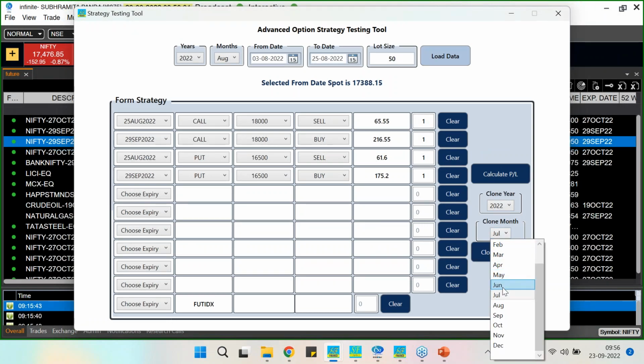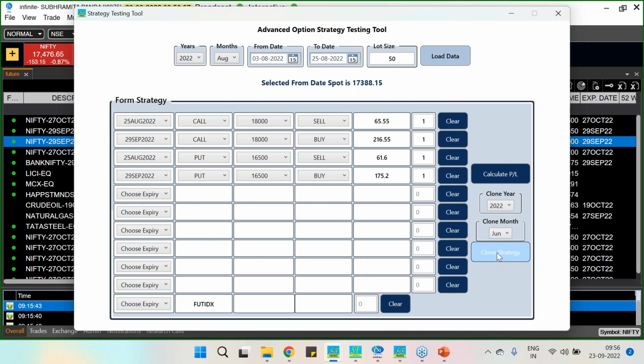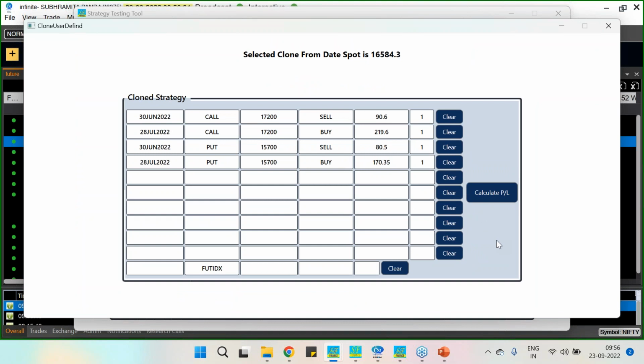Suppose I am going for the month of June, let me clone this strategy based on the same logic and see whether this particular strategy worked in the month of June or not. So once you form a strategy, by choosing any historic month and cloning that strategy, you will come to know whether that strategy has worked in that month or not. So I have just chosen the month of June and it has selected this strategy.